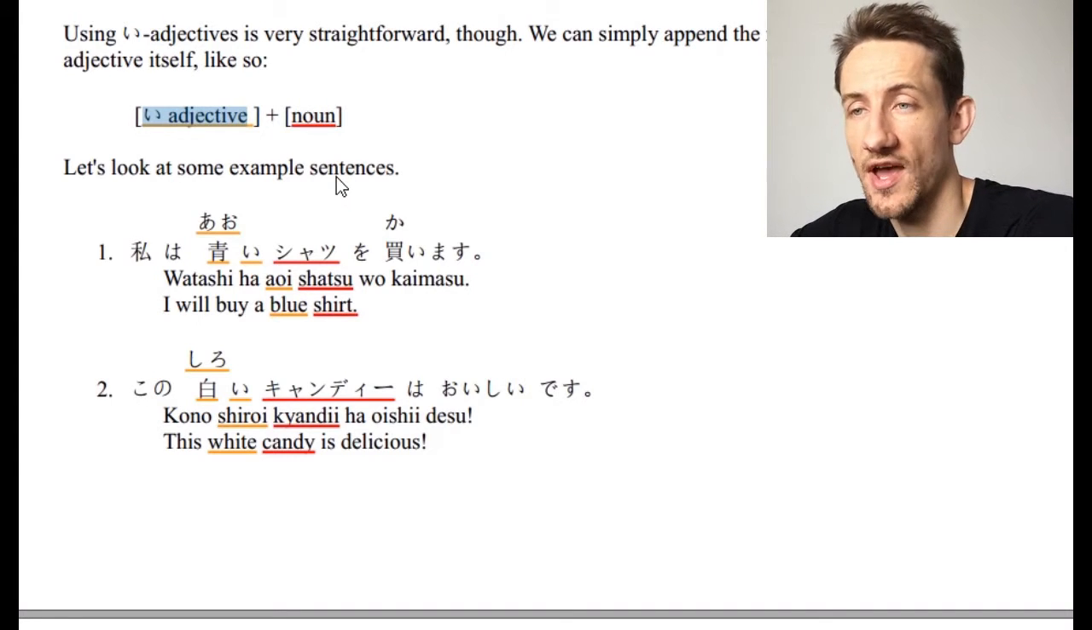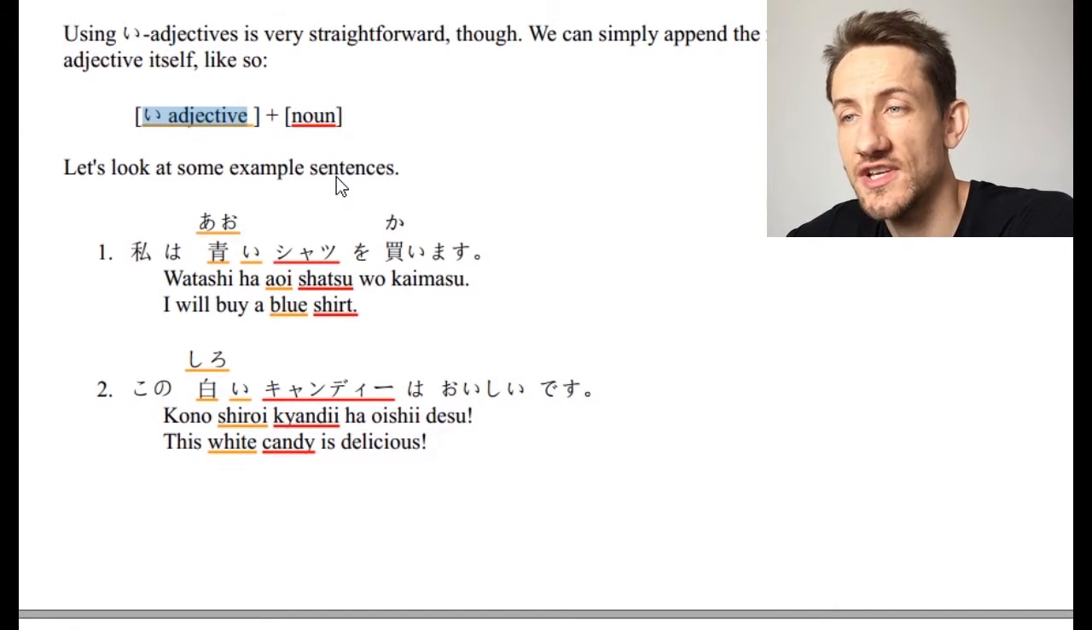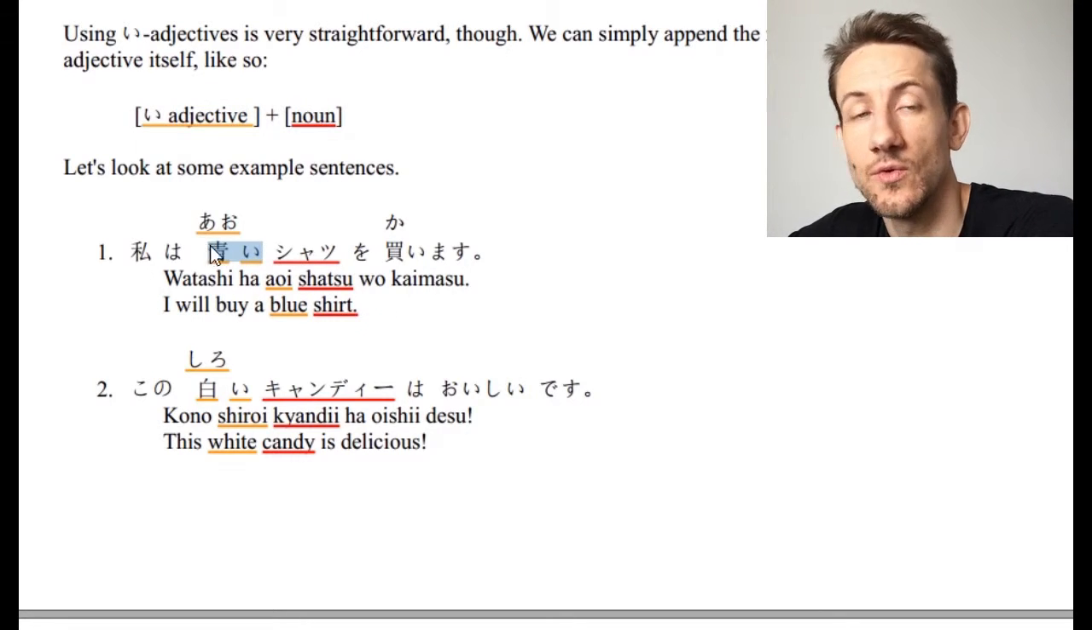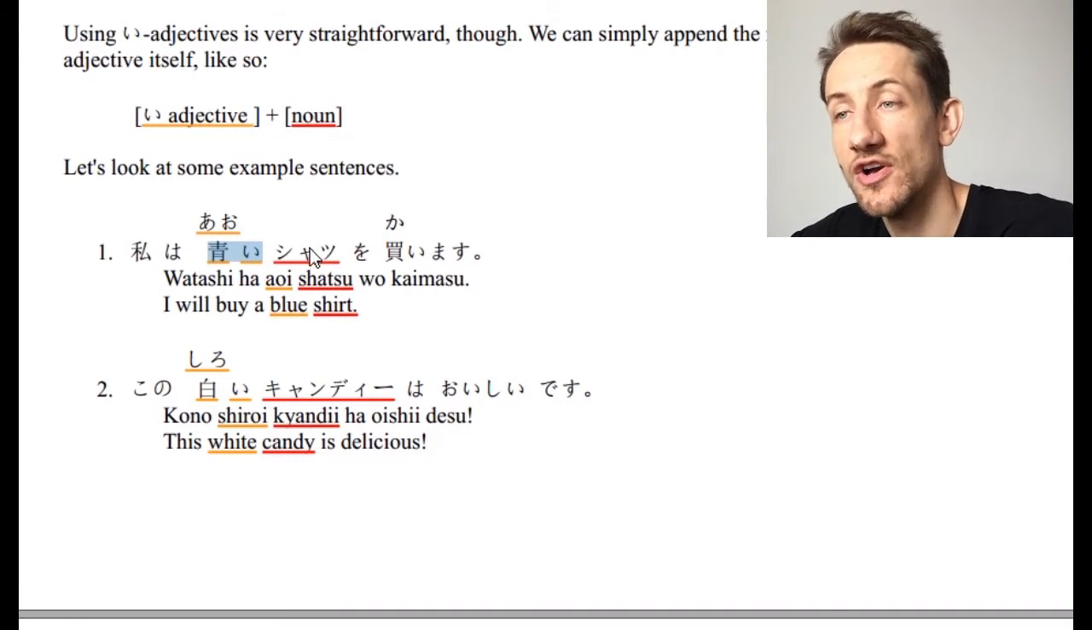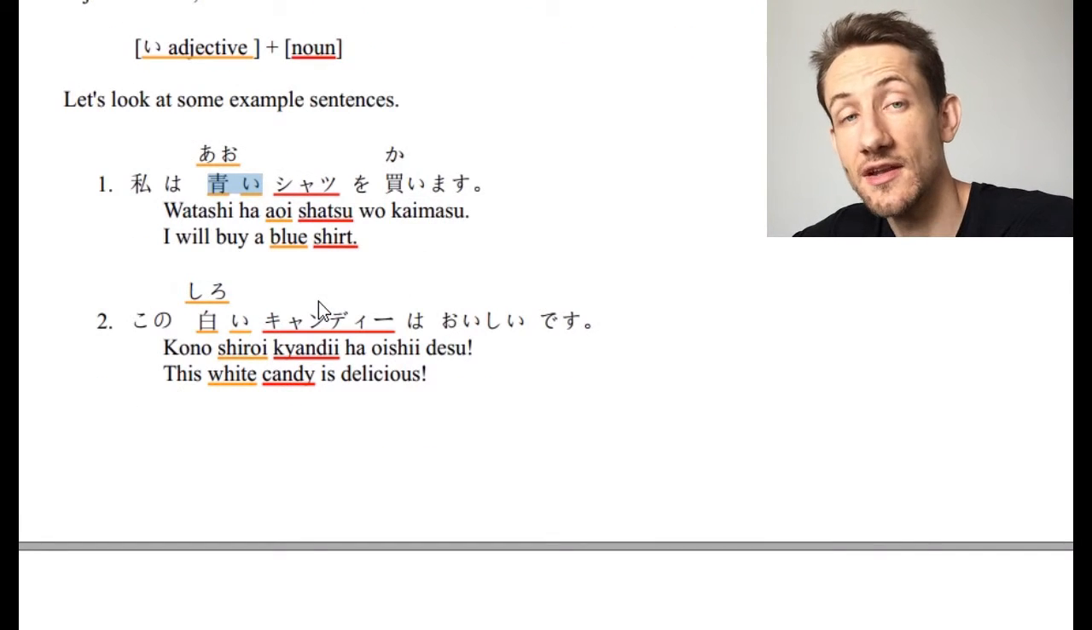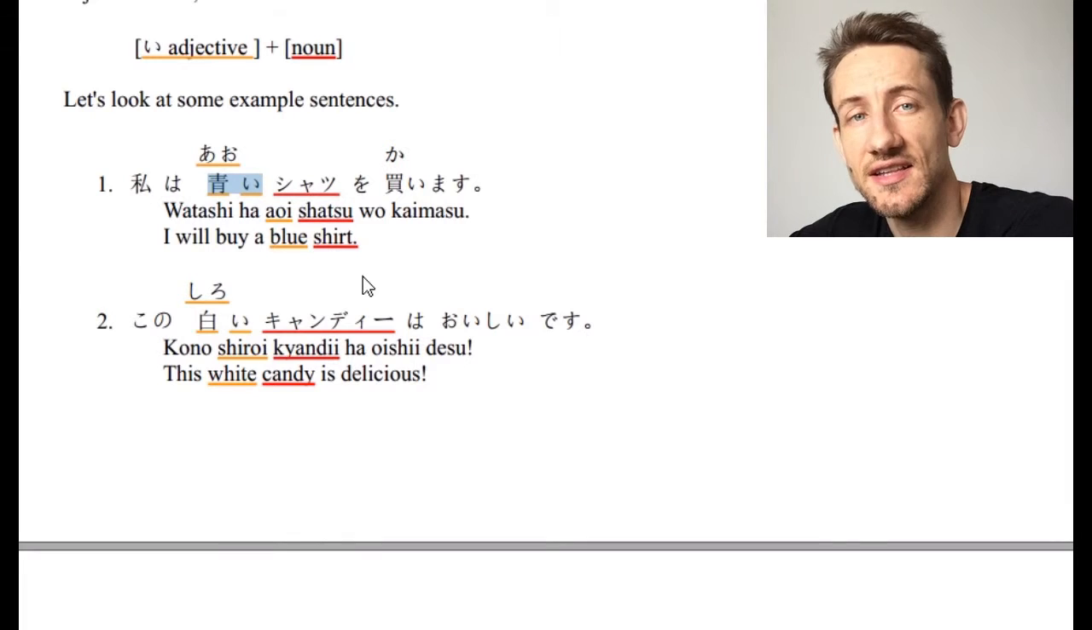Number one, watashi wa aoi shatsu wo kaimasu. I will buy a blue shirt. Aoi is the i adjective for blue, and shatsu is the katakana word for shirt. Aoi shatsu, blue shirt. Number two, kono shiroi candy wa oishii desu. This white candy is delicious. Here we have the word for white, shiroi, the i adjective.